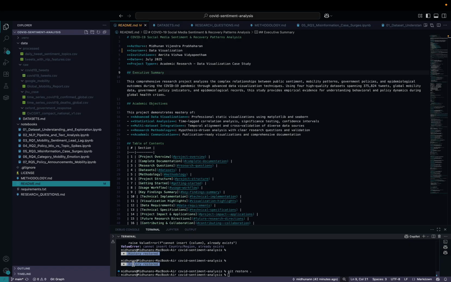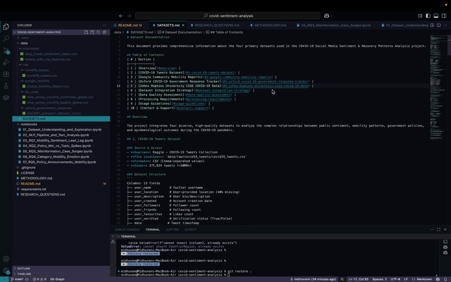So in this project, I have taken 4 different data sets. I'll open the documentation for the data sets and show you. So there are 4 different data sets used here. One is the COVID-19 tweets data set from Kaggle. It has around 20,000 downloads and it is a reliable data set.